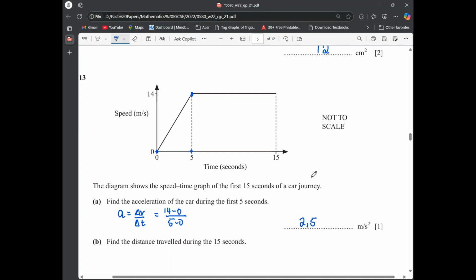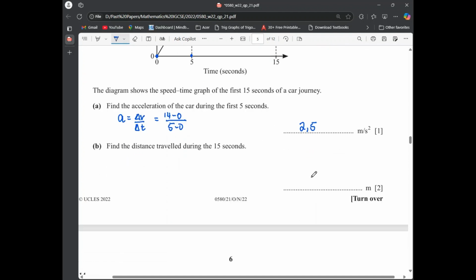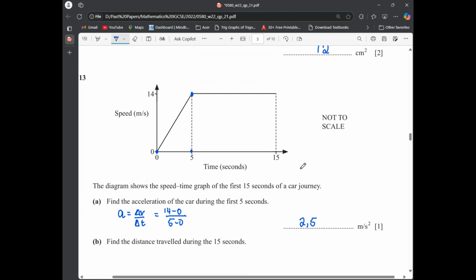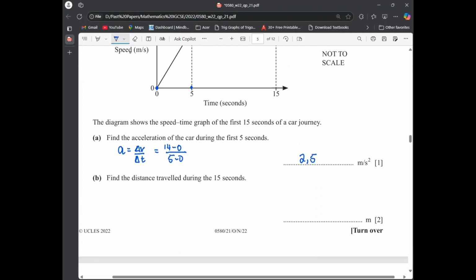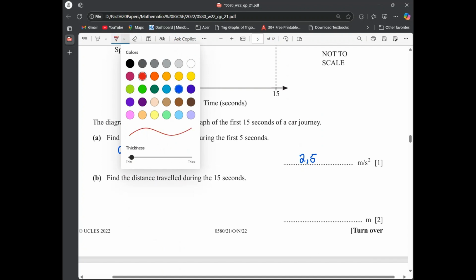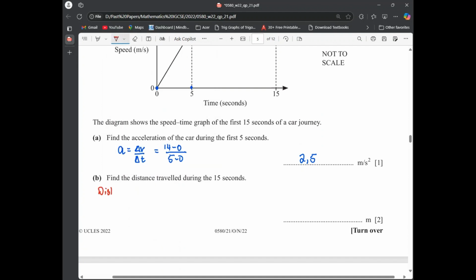Part B of that question. Find the distance traveled during the 15 seconds. If we have a velocity versus time graph, the distance traveled is simply the area under the graph.